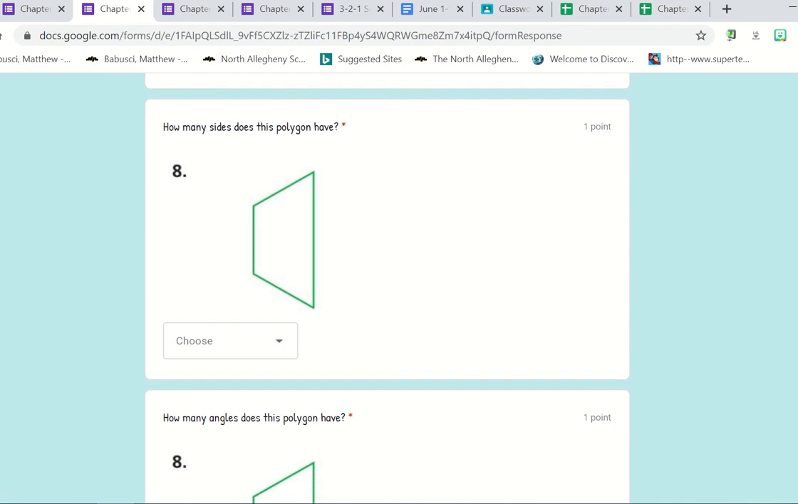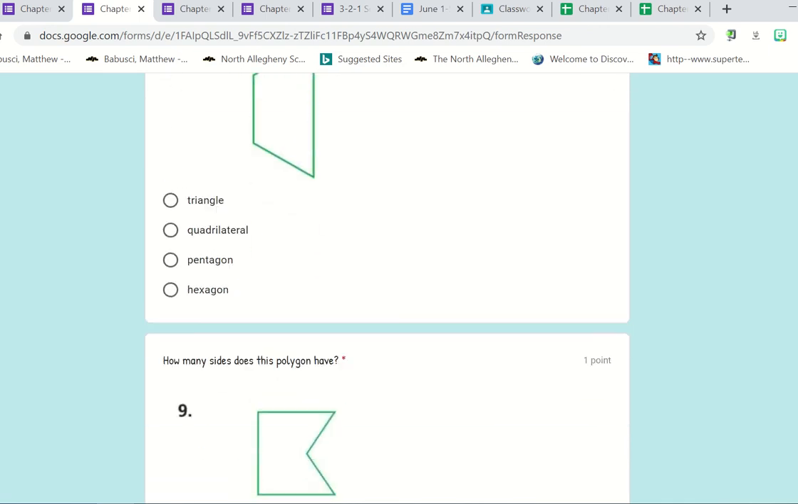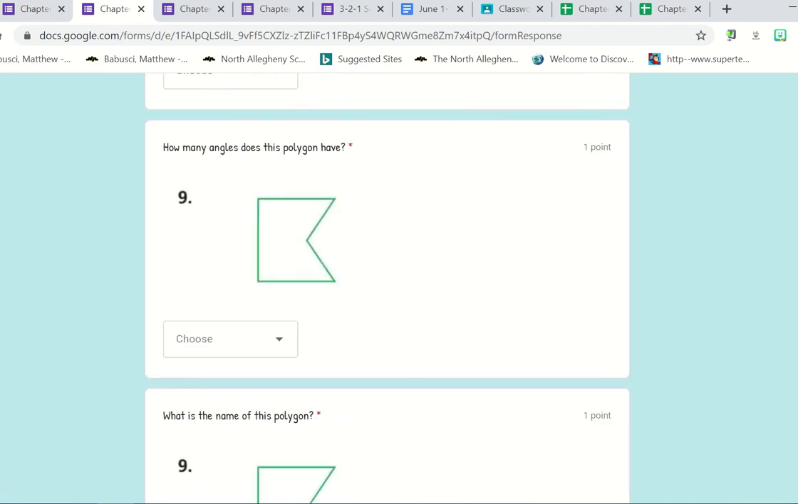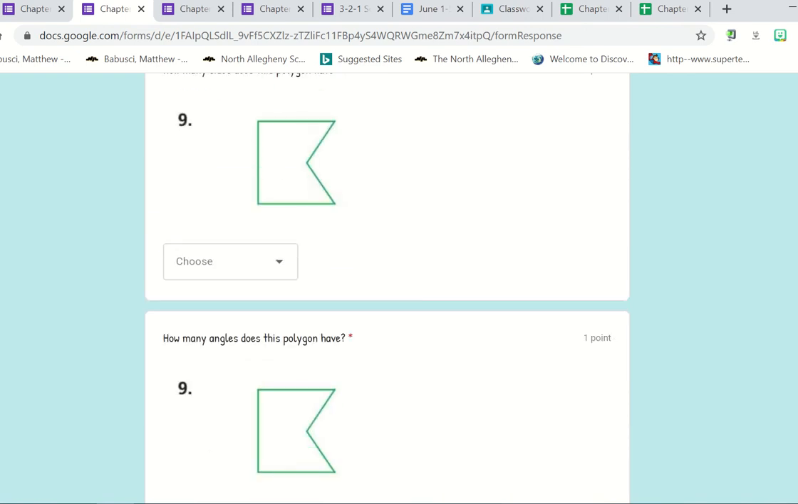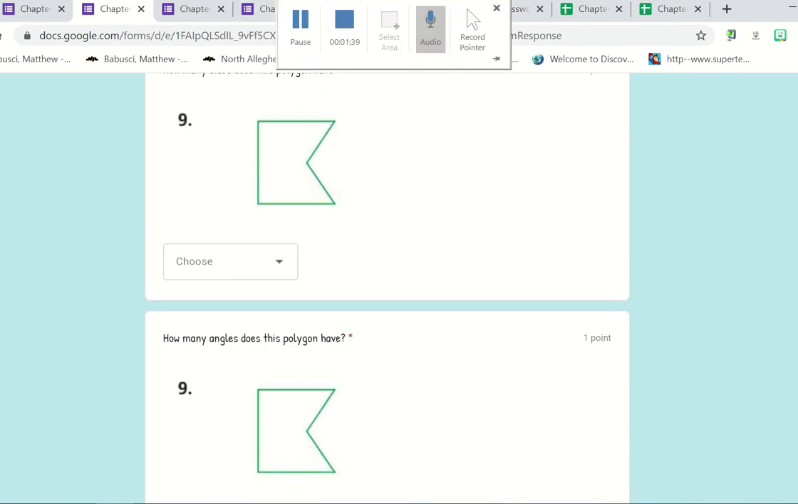And then number 8, very similar to that with 3 questions. And number 9 as well with 3 questions, very similar. It's all the same shape. You just have to identify the features of it.